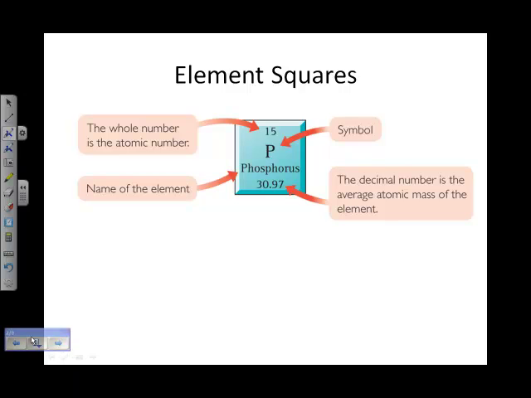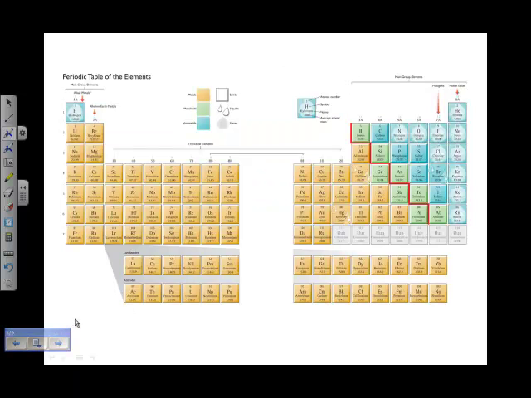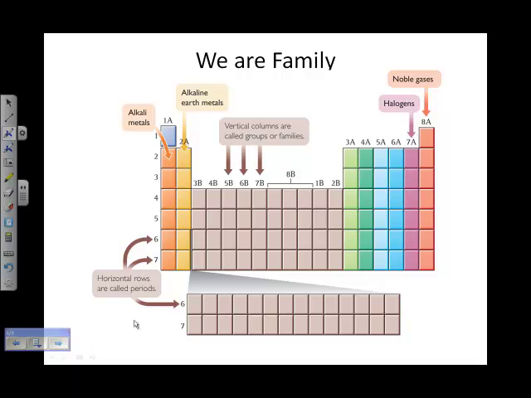Notice on the periodic table, you've got element squares. These element squares can show you the atomic number at the top, the symbol, the element's name, as well as the atomic mass. The table is organized like this, and we're going to talk about all those different aspects of the table, one thing at a time. So we'll start with the columns.